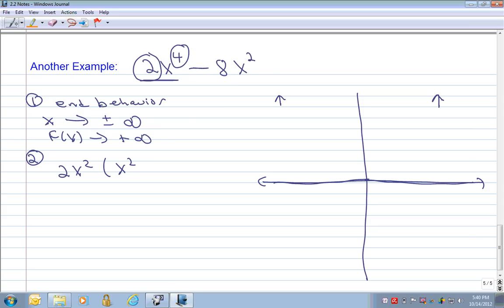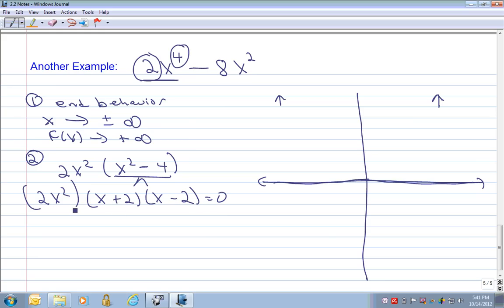So we factored out the 2x squared, and we would have x squared minus 4. You recognize this is a difference of squares. So now you keep factoring, and you get 2x squared, and this is one factor. And you can bring these to 2, and this would be x plus 2 and x minus 2. All right, we have fully factored.